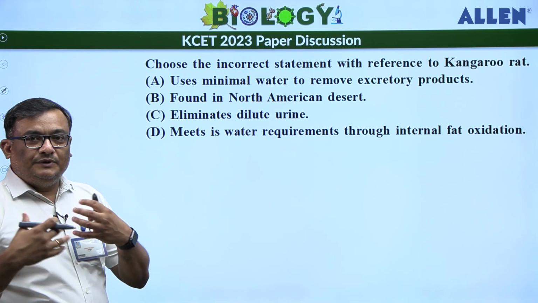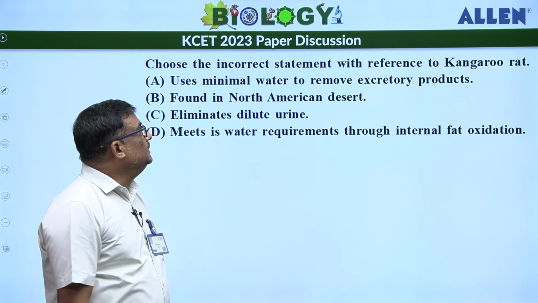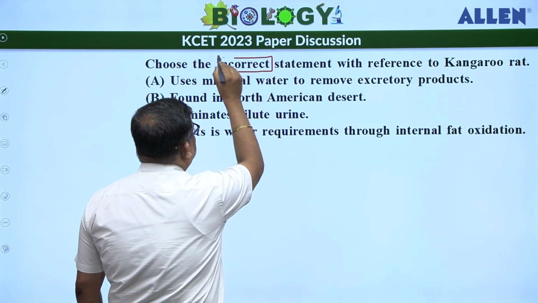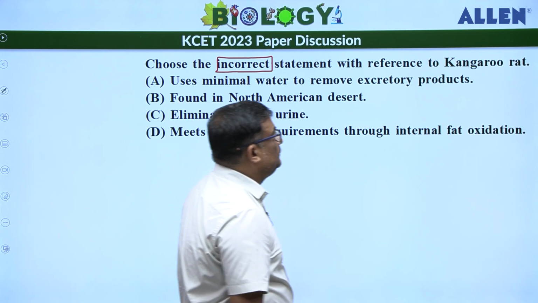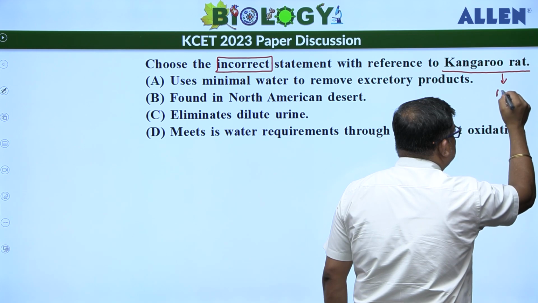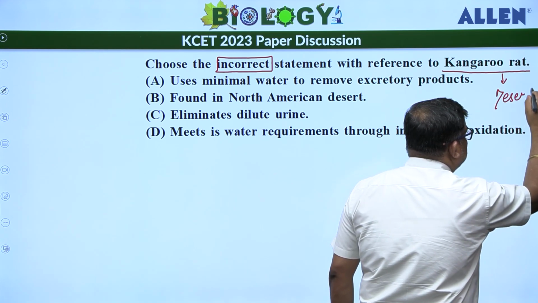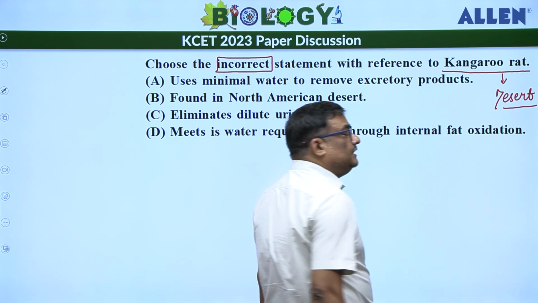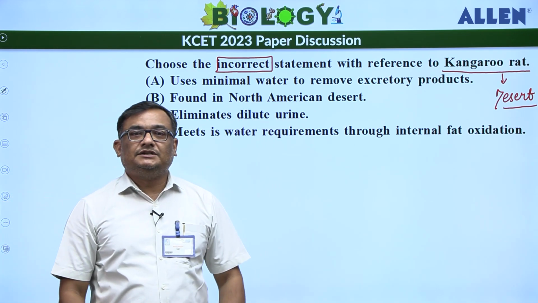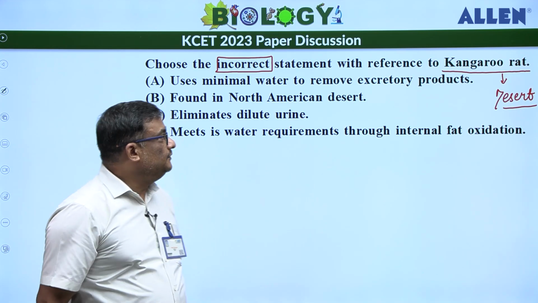The same mistake that we also do and you also do actually. So choose the incorrect statement with reference to kangaroo rat. Kangaroo rat means a rat which is found in desert conditions or in a xerophytic condition where the availability of water is very less. Now look at the options which you have.